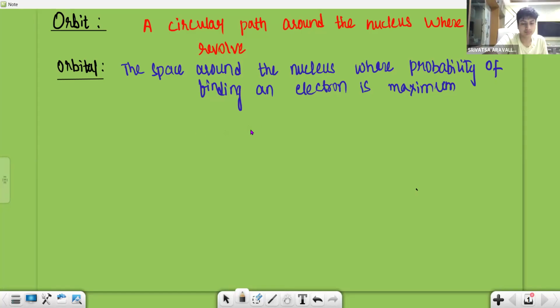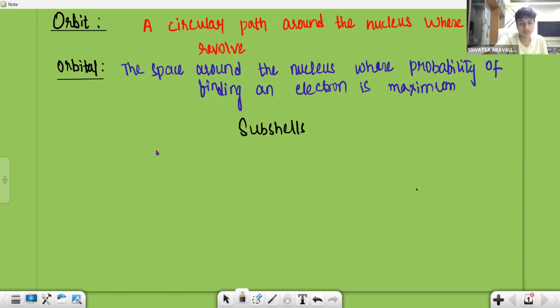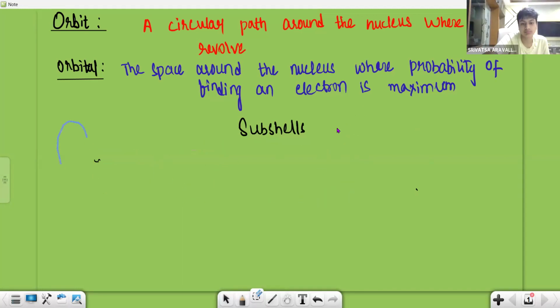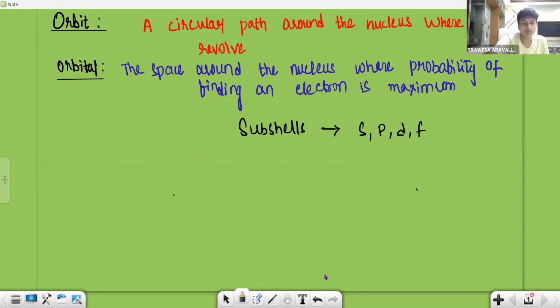So coming to the subshells. Generally, a subshell is nothing but an orbital. There are 4 subshells: S, P, D, and F. How many subshells are there? There are 4 subshells. Those are S, P, D, and F. Clear?